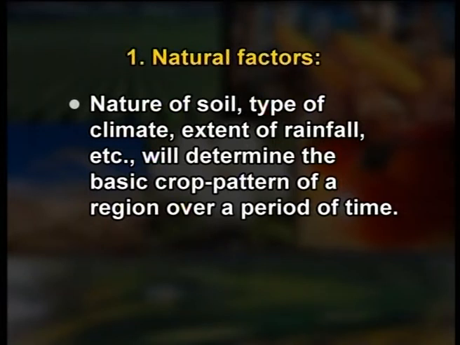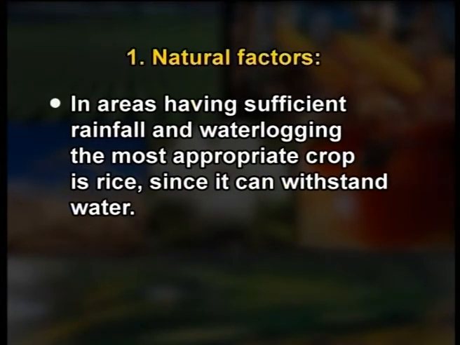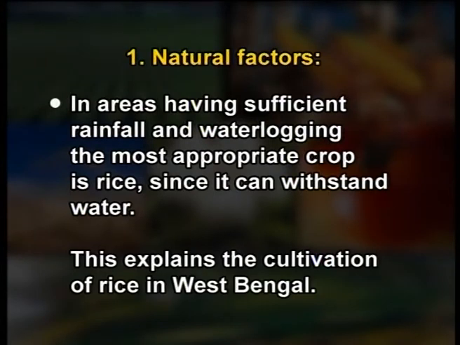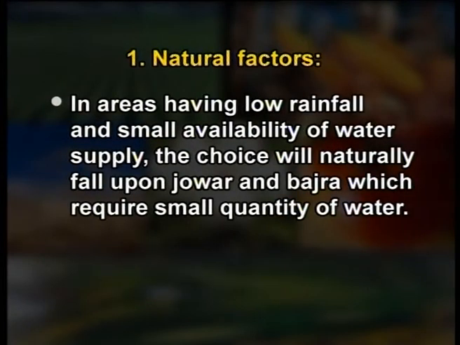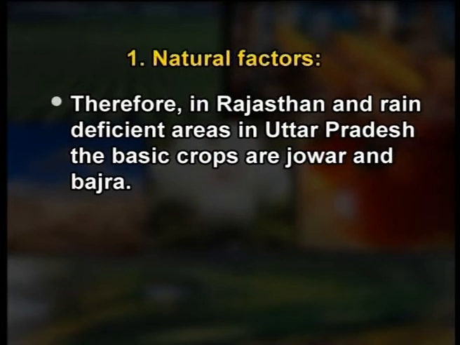For example, in areas having sufficient rainfall and water logging, the most appropriate crop is rice, since it can withstand water. This explains the cultivation of rice in West Bengal. In areas having low rainfall and small availability of water supply, the choice will naturally be jowar and bajra, which require small quantities of water. Therefore, in Rajasthan and rain deficient areas in Uttar Pradesh, the basic crops are jowar and bajra.